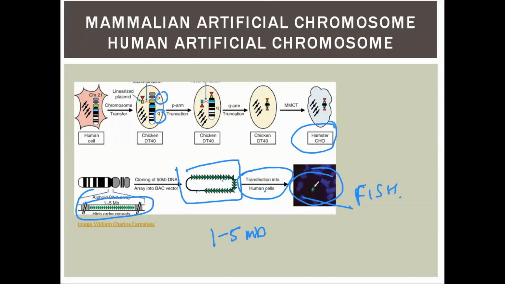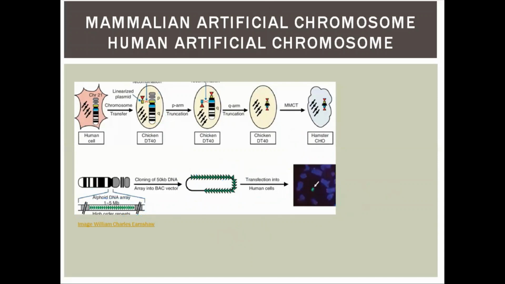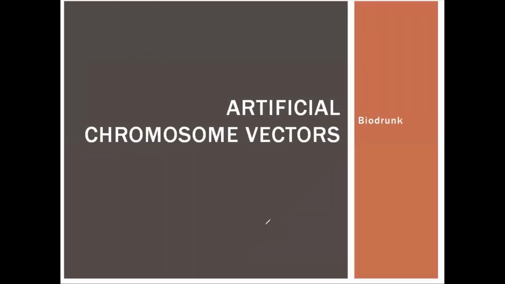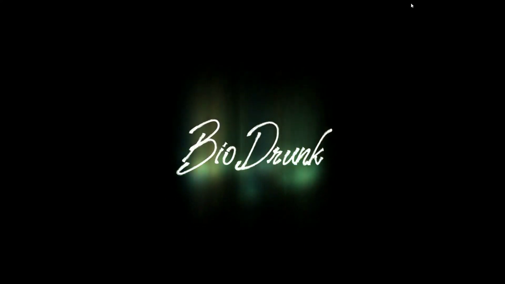So this was a brief explanation about artificial chromosome vectors. In the next video, I'll be doing yeast vectors, vectors for plants, and shuttle vectors. This was all about today's video.